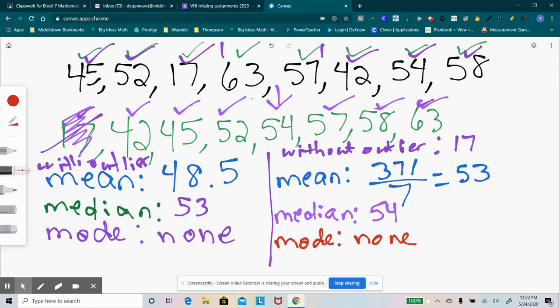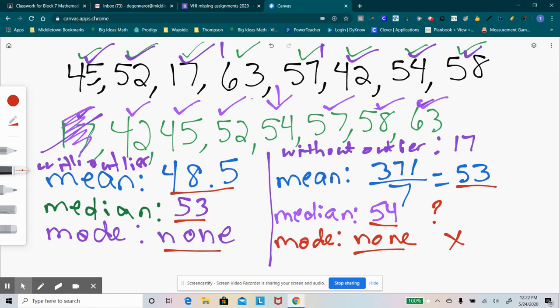So mode is none and none. So these two did not change. So nope, didn't affect it at all. Okay. The median went from 53 to 54. I mean, it does change a little bit, so this is a question mark. We want to know which one it affects the most. So now we have 48.5 and 53. That definitely is a game changer. It definitely is a big change there.